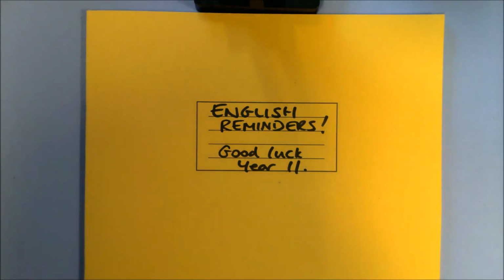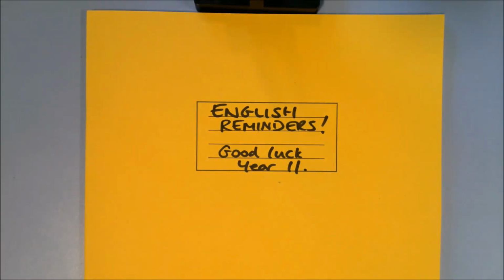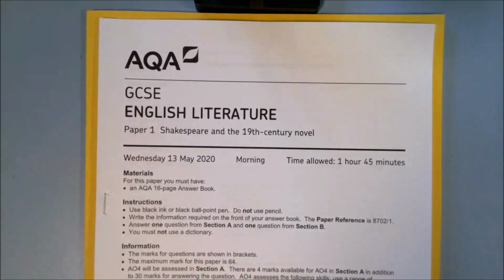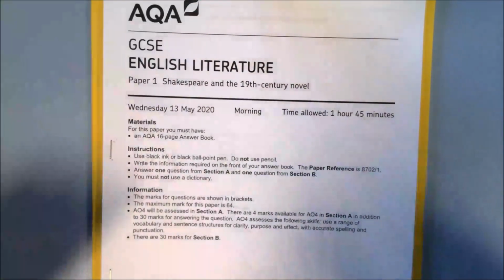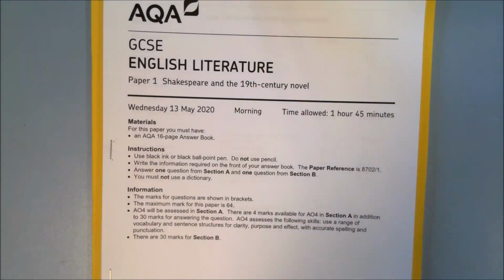This is a quick video to show you some of the basics and a few reminders about what to do in the exam this morning for English Literature Paper 1. First things first, a quick look at the paper. So this is the 2020 paper and yours is going to look very similar indeed. For literature you'll have an answer booklet as well that's pre-printed with lines.